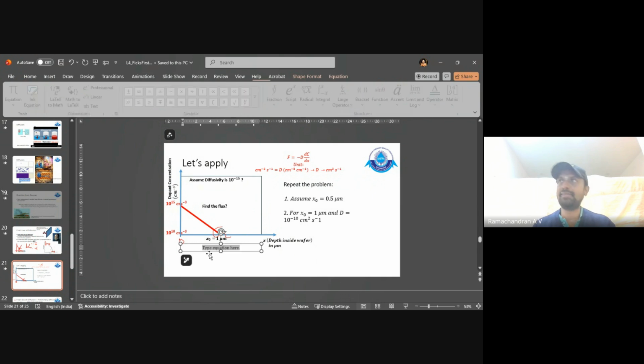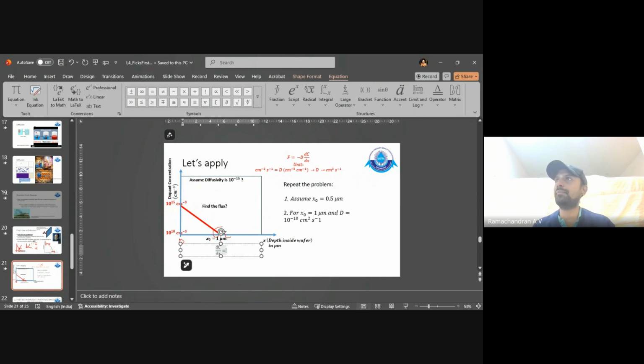Okay, let me try to type it here. dc by dx is C2 minus C1 by x2 minus x1. So what you will get is 10 power 10 minus 10 power 15 divided by 10 power minus 4. Why minus 4? It should be minus 6, right? Micrometers means minus 6, but our unit is centimeters. So you have to convert the micrometer to centimeters.